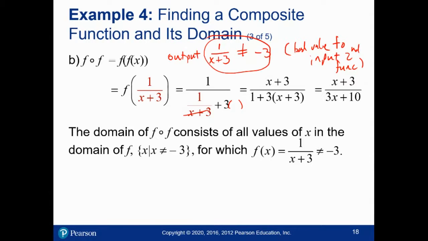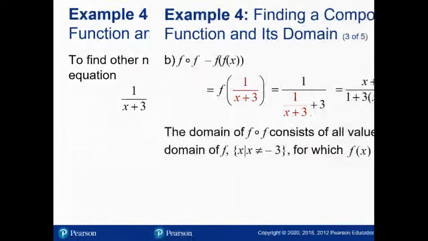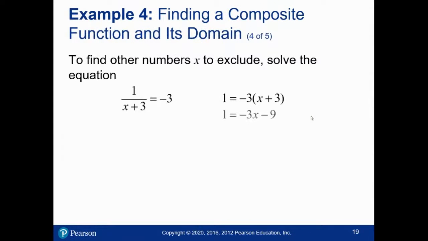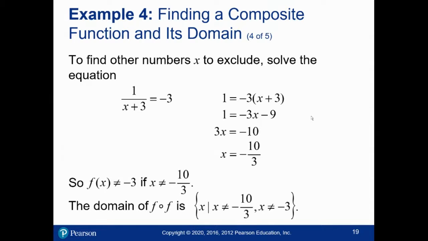Okay, and if you solve this, 1 over x plus 3 is definitely not equal to negative 3. What you will find is x can't be equal to negative 10/3, which is exactly the same thing as not making that denominator of our composite function equal to 0. So overall, the domain is everything except for negative 3, because that can't be plugged into the first function f, but also not negative 10/3, because then the output of this could not be plugged into the second function, which is also f.